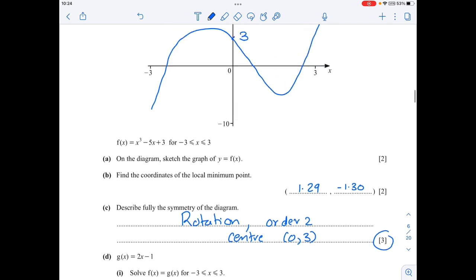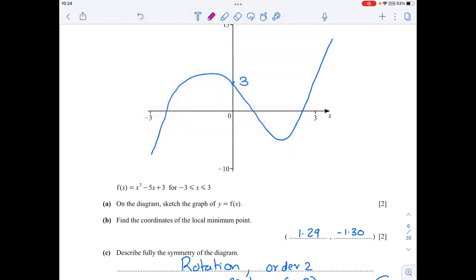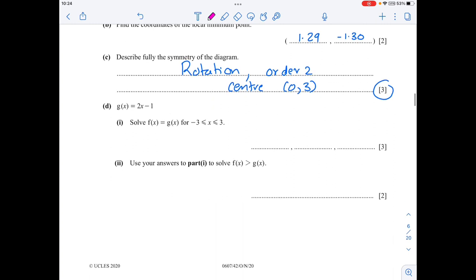Now g of x equals 2x minus 1. Solve f of x equals g of x. So draw a straight line, g of x, which is 2x minus 1. It should be in this way. And now you can see that it is intersecting at 3 points. Those 3 points are negative 2.90, 0.603 and 2.29.